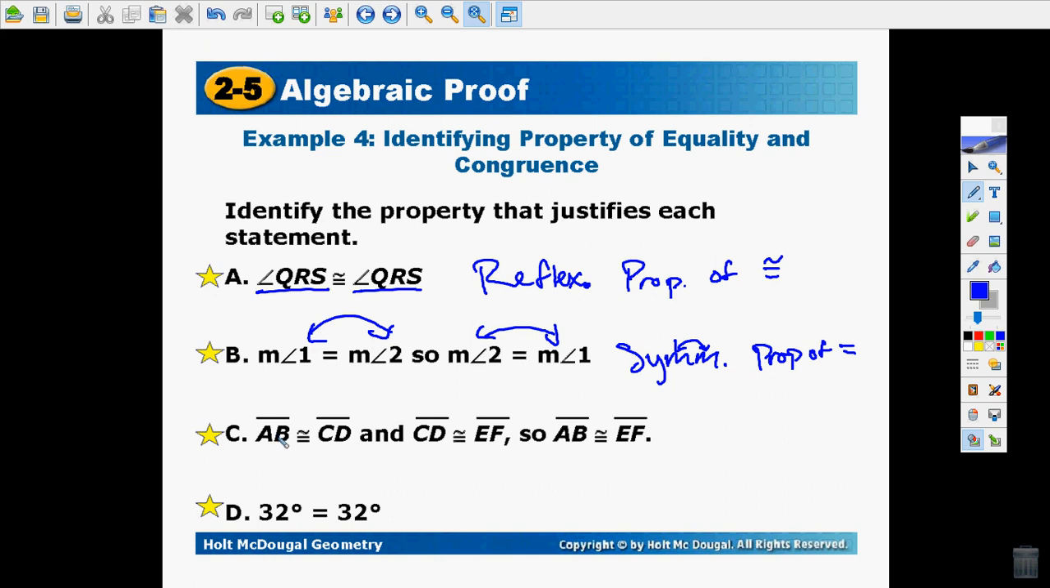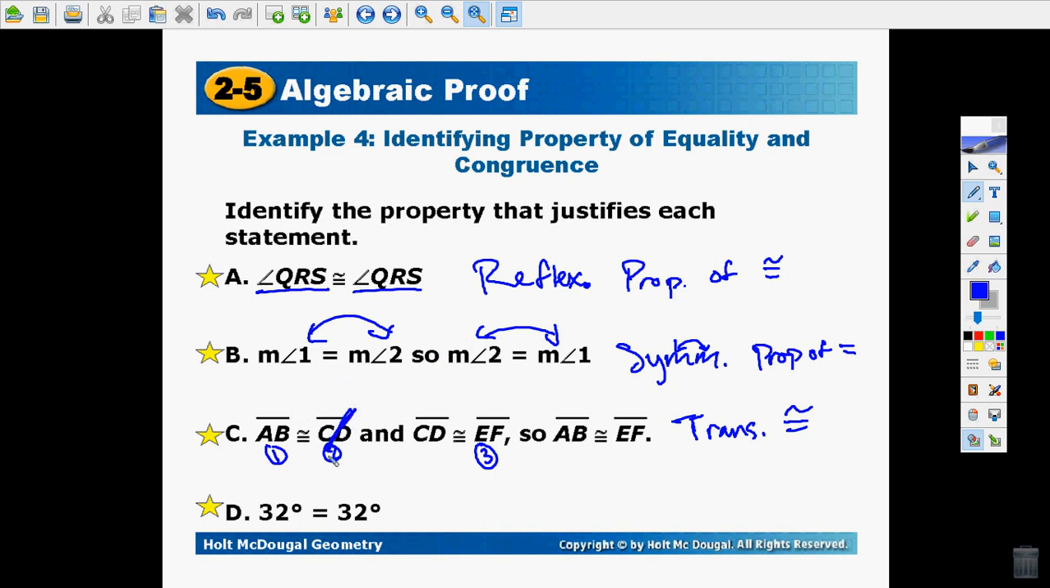Part C says segment AB is congruent to segment CD, and CD is congruent to segment EF. So that must mean AB is congruent to EF. Please don't get caught up in all the letters. You can label this 1, AB, CD is the second one, oh, CD again, oh, here's a new one, EF. So what property is it when I use 3 different objects? That's a transitive property. And is it equality or congruence? This one's congruence. So transitive property of congruence.